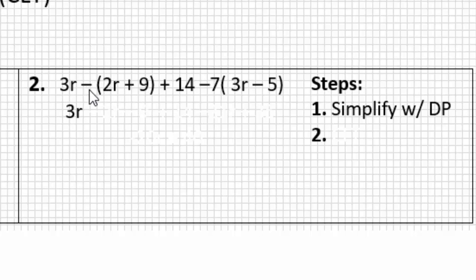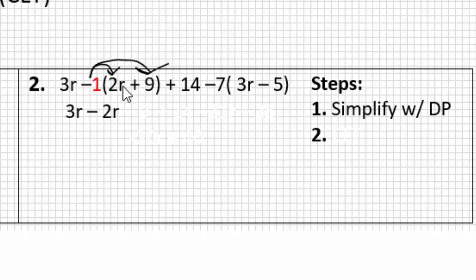So we have a negative outside the parentheses. What number's hiding here? Yep, that's right. It's a negative 1. So we have to take 2r and positive 9 and multiply them by this negative 1. Let's go ahead and do that. So negative 1 times 2r gives us a negative 2r. And what is negative 1 times a positive 9? We should get a negative 9 for that. So having this negative out here, which was really a negative 1, just changes the sign of any terms that are inside the parentheses.